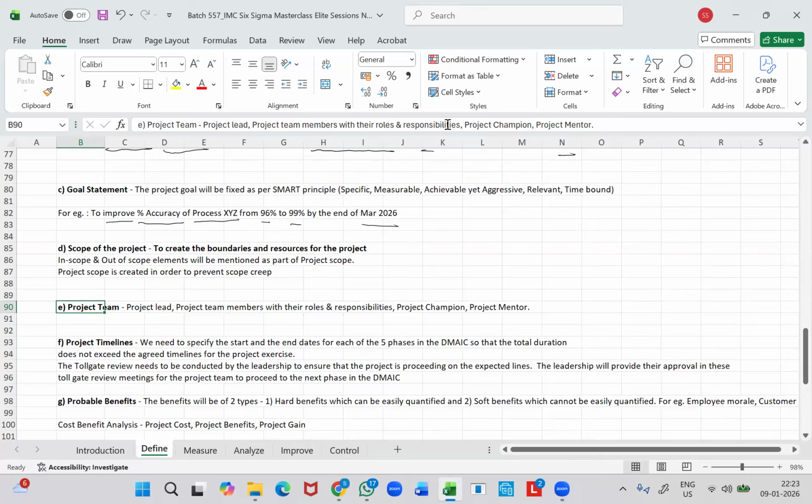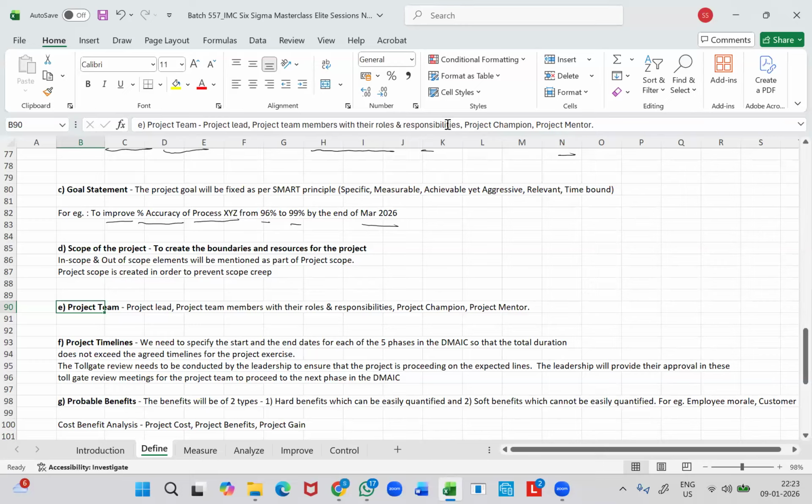Each one of them will be pulling the project in different directions, right? They'll be giving their own opinions and they will insist that their opinion needs to be heard first. So all these kinds of infightings will happen if you have a larger team in place. Instead, if you have a smaller team, that would definitely help you to drive the project much more efficiently and effectively. So having 3 to 4 project team members along with the project lead is more than sufficient for you to execute a Six Sigma project exercise.